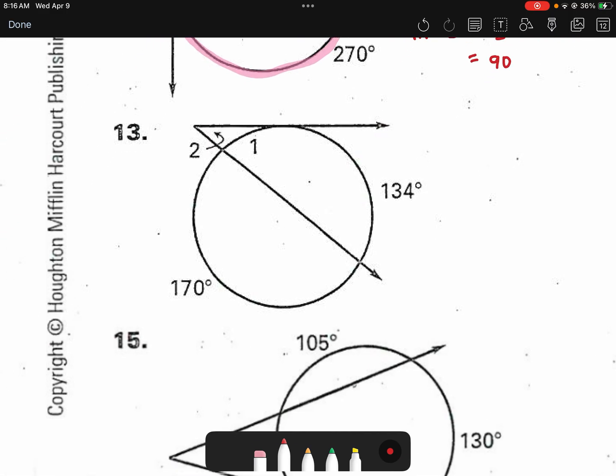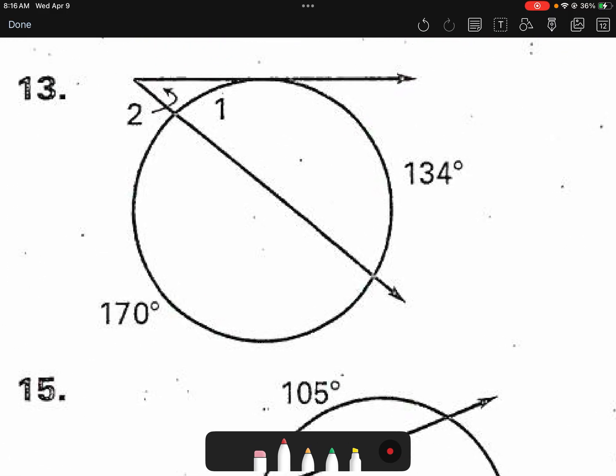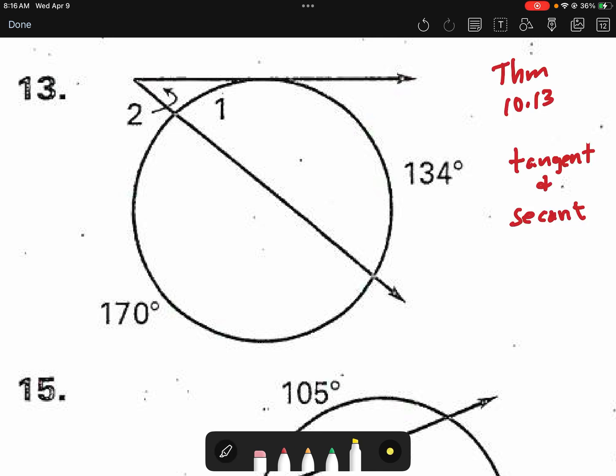Okay, let's try one more. Maybe I'll just pick number 13. We're going to use theorem 10.13 again. We have a tangent and a secant. We got this big yellow arc. We got this smaller pink arc. And then really what we're after is the measure of this even smaller purple arc.